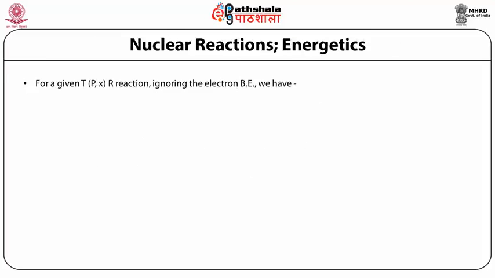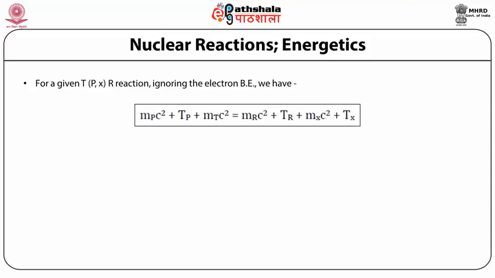Nuclear reaction energetics. In this slide we are going to study the energetics, or in what way and how much energy is involved in the nuclear reaction. For a given T(p,x)R reaction, ignoring the electron binding energy, we have Mp c squared plus Tp plus Mt c squared is equal to Mr c squared plus Tr plus Mx c squared plus Tx, where T is the kinetic energy, M is the mass and c is the speed of light.